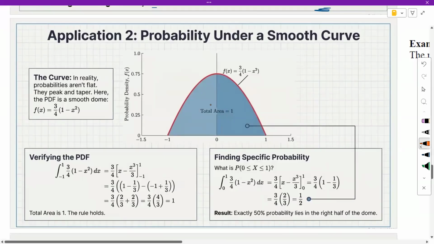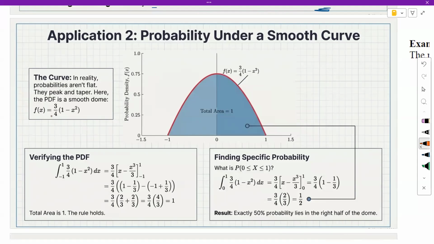Probability under the curve. When we draw this, it looks like this, the curve. In reality, probabilities are not flat. It is not a uniform distribution function, right? We have completed the uniform distribution function. In reality, probabilities are not flat. They peak and taper. Here, the probability density function is a smooth dome.